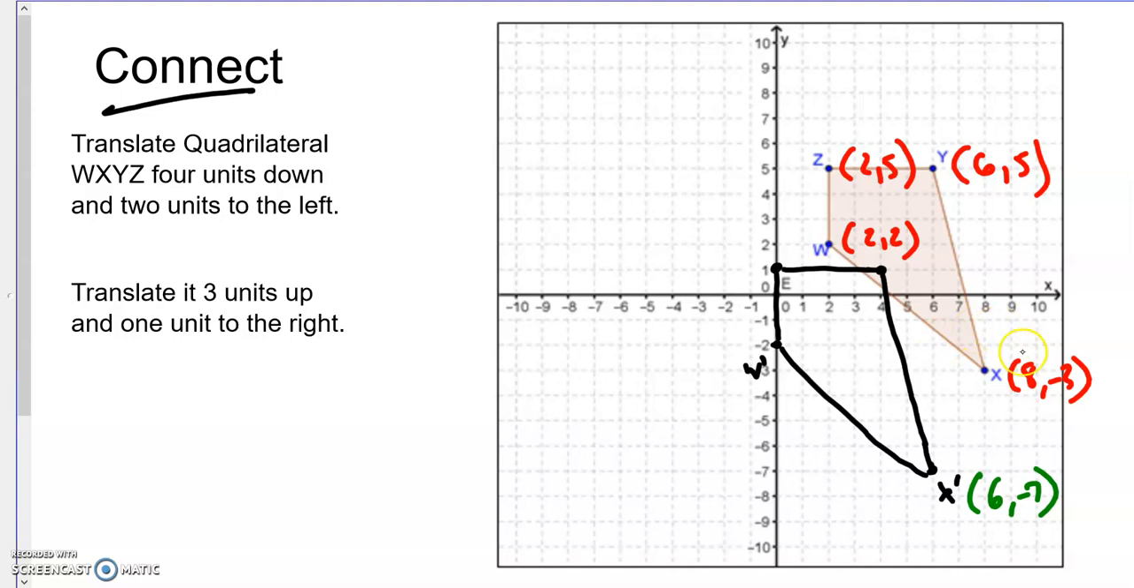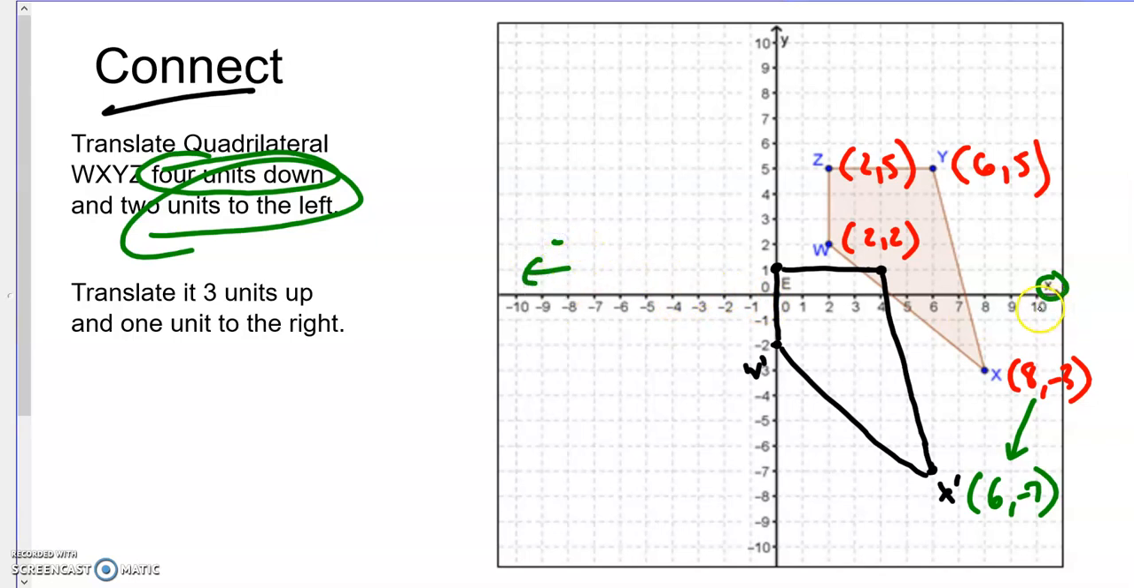Let's start one at a time and look at what happened to the coordinates of X after the translation. You'll notice we translated it 4 units down. Notice, down on the y-axis. Down is in the negative direction on the y-axis. Up is in the positive direction on the y-axis. Similarly, 2 units to the left on the x-axis. Left is the negative direction and right is the positive direction on the x-axis. So we moved it down, in the negative direction this way, and in the negative direction this way. And you'll notice that that's what happened to the coordinates.